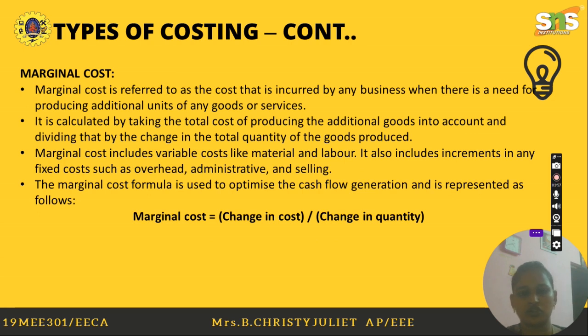Next, marginal cost. Marginal cost refers to the cost that is incurred by any business when there is a need for producing additional units of any goods or services. So it is basically calculated by taking the total cost of producing the additional goods into account and dividing that by the change in the total quantity of the goods produced. So the equation for marginal cost is equal to change in cost divided by the change in quantity.